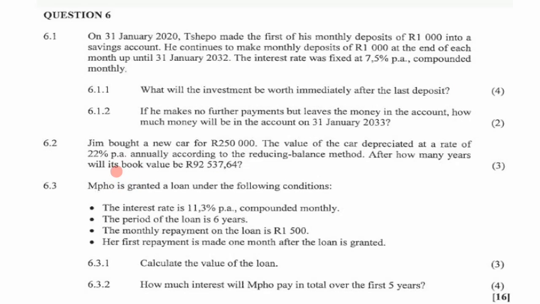6.3.2 says how much interest will Mpho pay in total over the first 5 years. So over the first 5 years. Now what we need to do with this one is first, let's present all this in a number line. So from T0 to T72, that's 6 years. But then here we are only asked about 5 years, so that's up to T60. So 60 months is 5 years. So now we are looking for the interest that it will have to pay for the 5 years here.